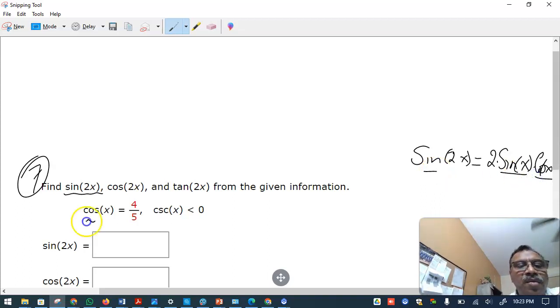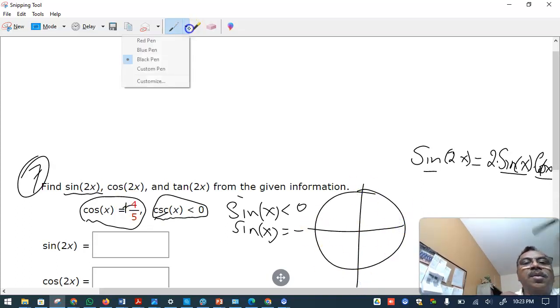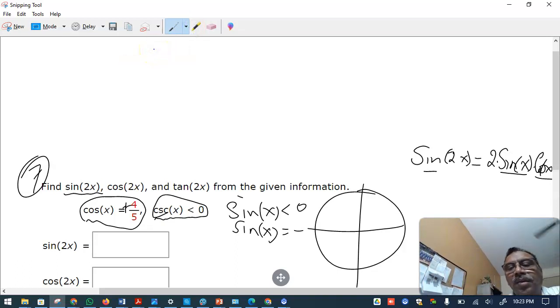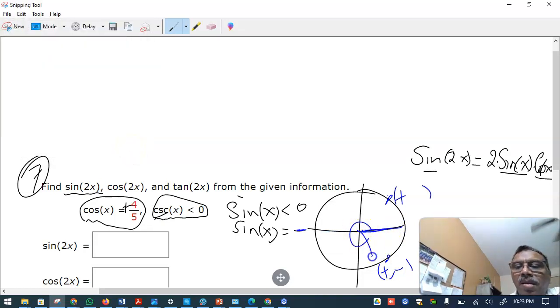Now the information provided is cosine of an angle and cosecant. What cosecant less than 0 basically means is sine x is also negative. So less than 0 means the value of sine is negative and cosine is positive. If you draw a unit circle, in which quadrant is cosine positive? Here both are positive, but where is sine x negative? You can see this one. So the terminal side of the angle is in the fourth quadrant, like this.